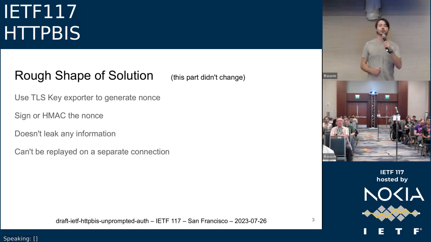So I'm going to go over the current rough shape of the solution and at the same time what changed since last time. The key clever idea, thanks again, Chris Wood, in this document, is to use a TLS key exporter to generate some fresh data, and then we sign that data. The client signs it with its private key, sends it across, and then the server can verify with the public key that the signature is valid. And it has the properties we want described from the previous slide. And it also has nice things, like you can't replay it on a separate connection. Next slide.